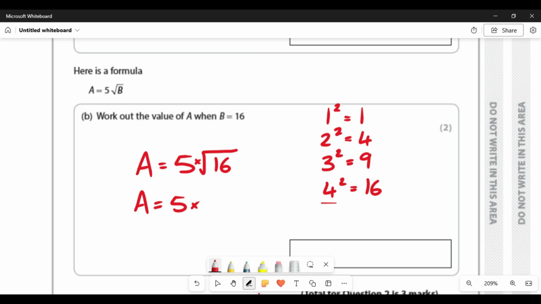Now we can say the square root of 16 is 4, and there's only one thing left to do, 5 times 4, which is obviously 20. Yep, so again, if you don't get 20 as your answer, it will be wrong. You'll get 1 mark for your working, for showing the 4, and obviously your second mark is for the answer.